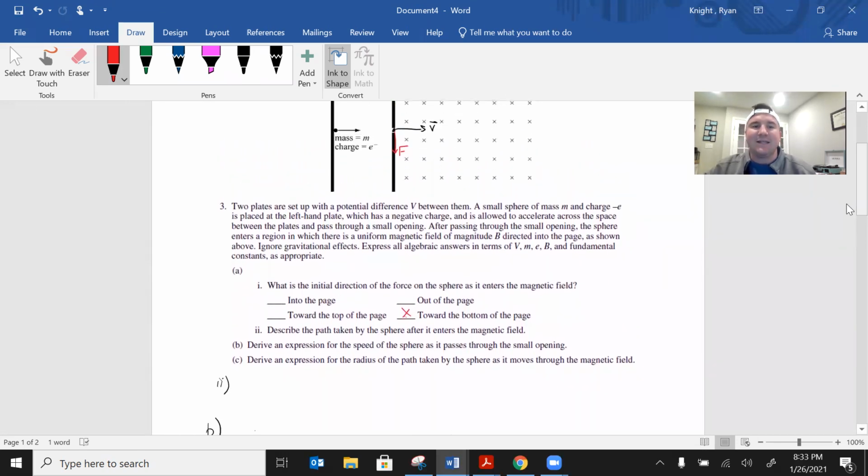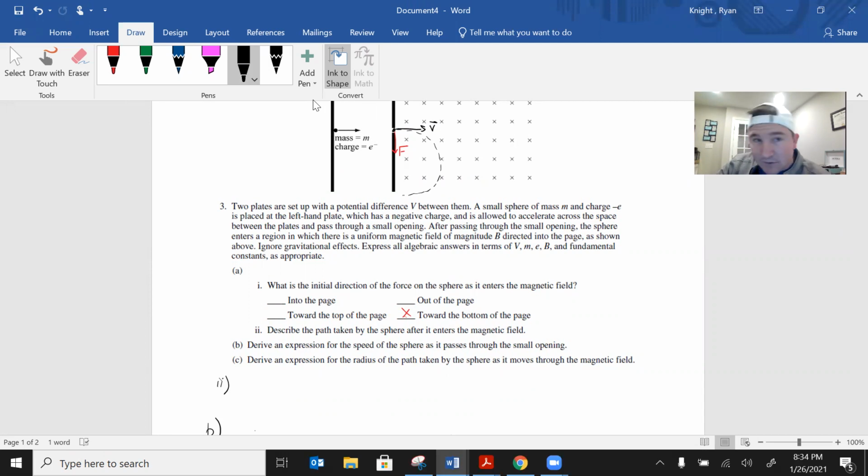Describe the path taken. This is one of those interesting things about particles in magnetic fields. As long as everything's perpendicular, which in this case it purely is, with the particle going to the left and the magnetic field into the page, they'll travel in circles. This particle, as it enters the field, is going to feel a force down, which bends its path back towards the beginning. And we get this semicircle as our particle travels through the magnetic field.